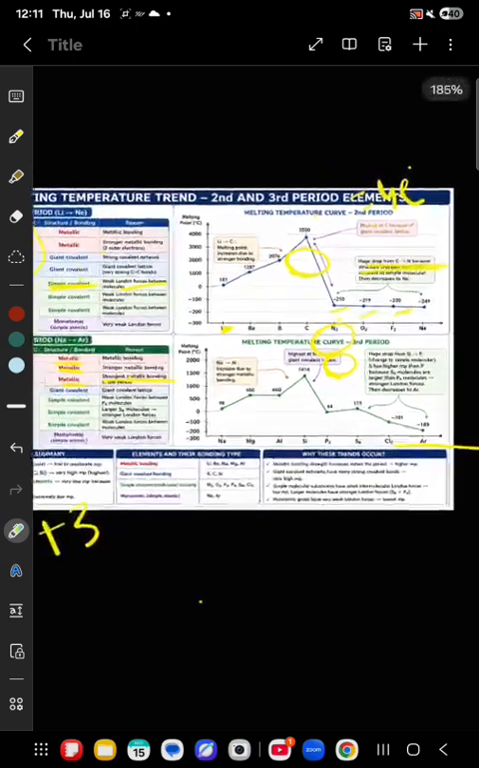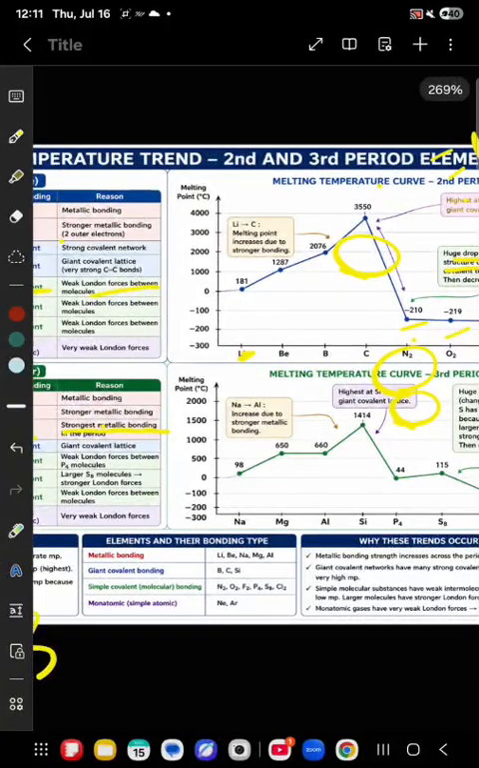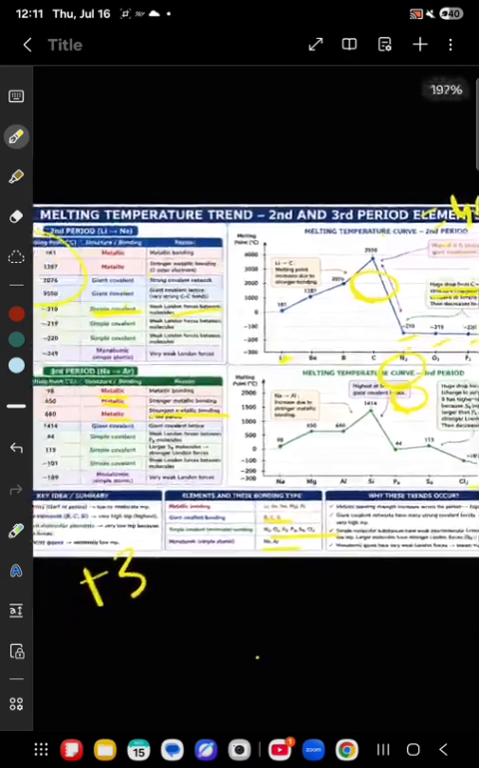So let's look at the table. These points you can write on paper and keep memorizing. Metallic bonding takes place in lithium, beryllium, sodium, magnesium, aluminium. Giant covalent bonding is present in boron, carbon, and silicon. Simple covalent molecules are these, and monatomic molecules are neon and argon in the period 2 and 3 elements.